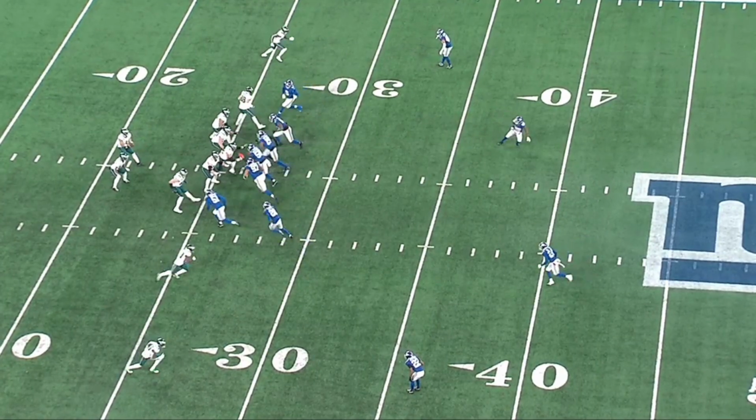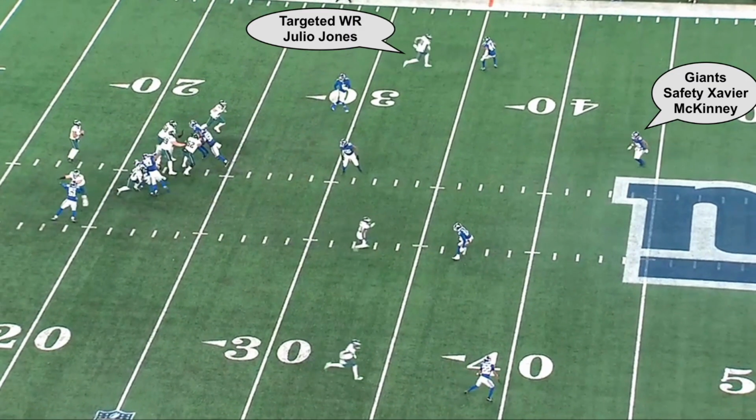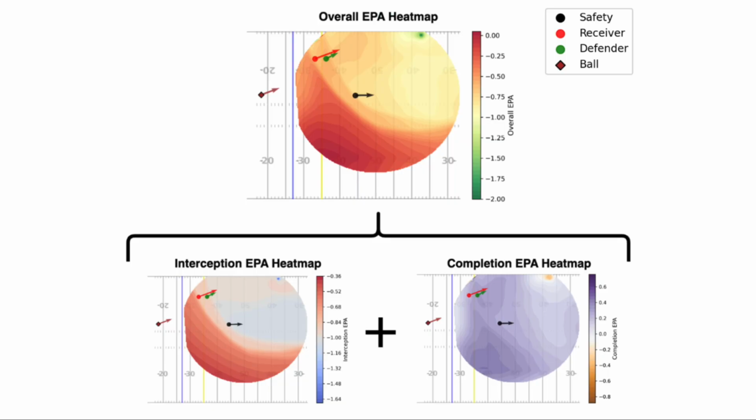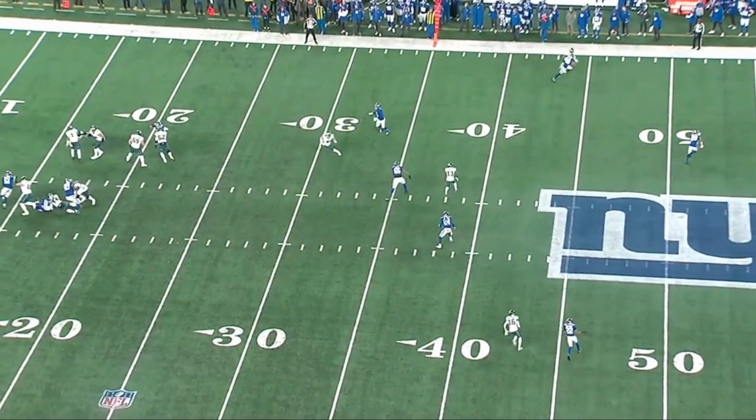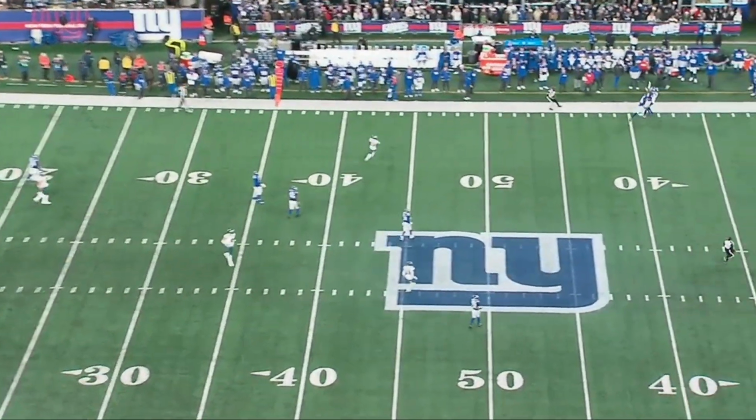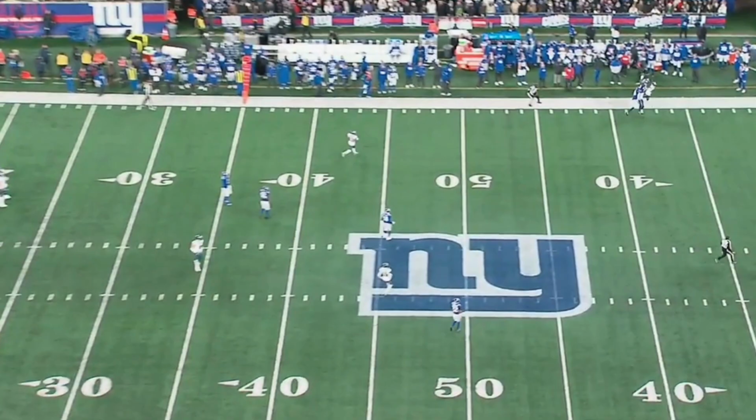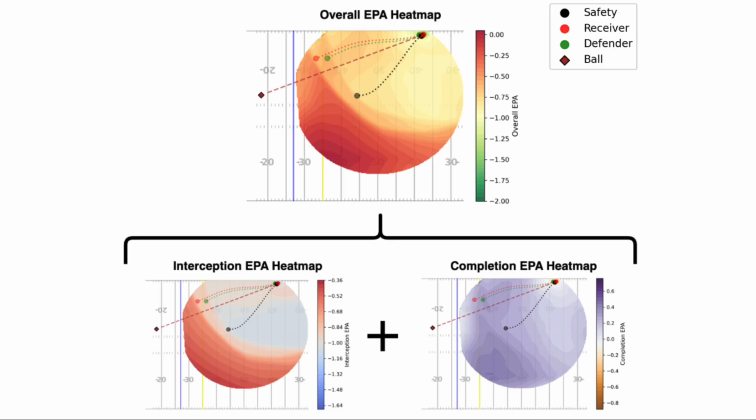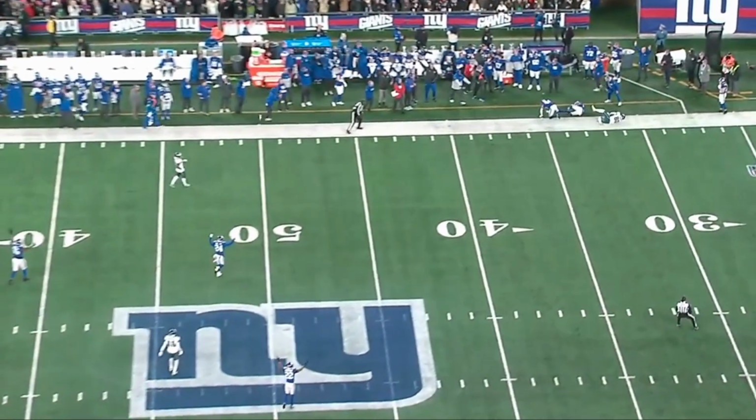On this play, Philly has a 3rd and 8 from the 27-yard line. Given how far the pass is, McKinney's reachable area is quite large, spanning over 40 yards. After an early read on the quarterback's intent, McKinney flips his hips and breaks sharply on the ball. His quick reaction allows him to reach the optimal point in the heat map at the edge of his range, and thanks to his athleticism and ball skills, secure the interception.